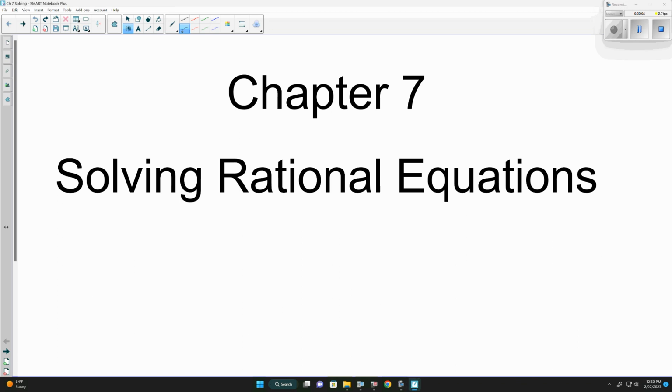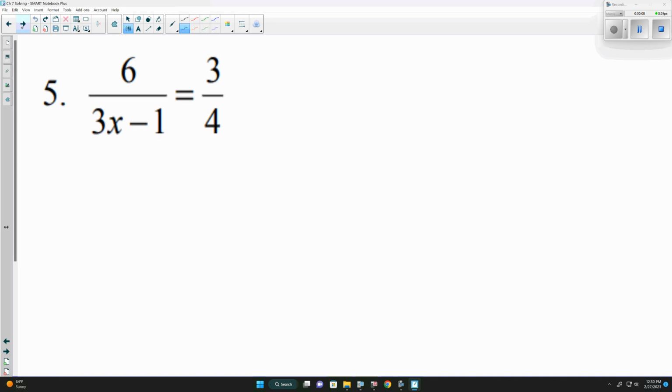All right, guys, so what we're doing today is solving rational equations. We're going to go through this note sheet here. This one here is the first one we're going to look at, and it's good to first look and make sure that the denominators are factored, and then find restrictions and go from there.